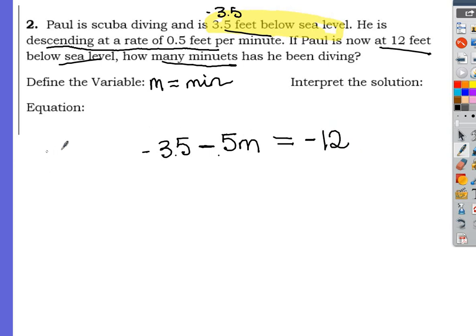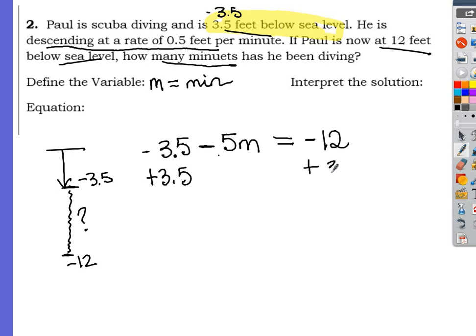Okay, so just to give you a visual, essentially what's happening, if they're at sea level, he starts out here. Okay, he's going down at a rate of negative, so he's going down at 0.5 feet, and then now he's at negative 12, so we want to know how long did it take him to get there. Okay, so now I'm just going to go through and solve this. If it's a negative 3.5, I'm going to go ahead and add 3.5 to both sides.